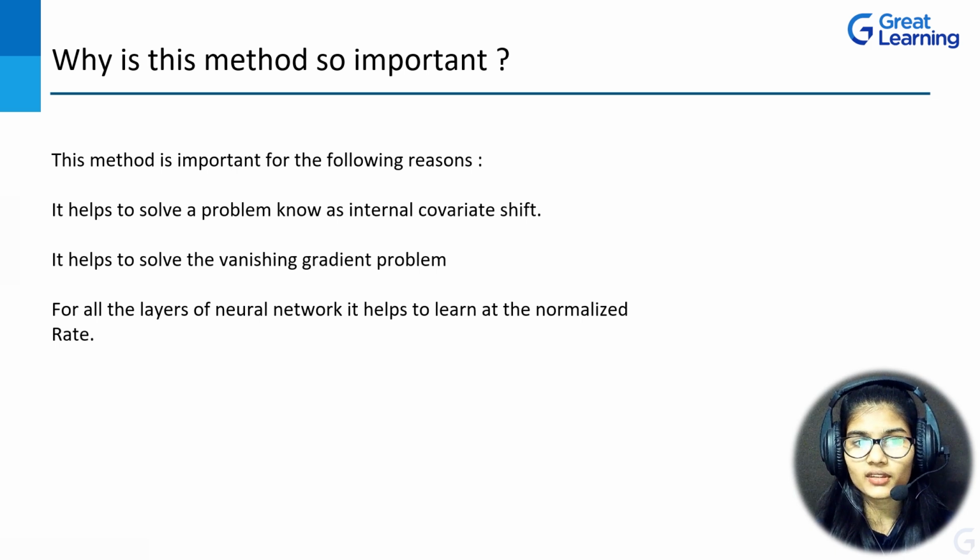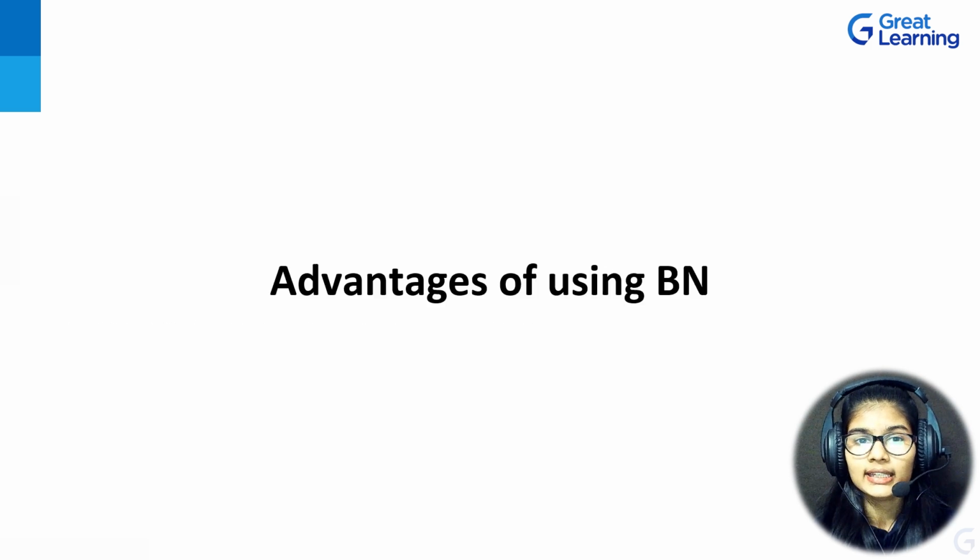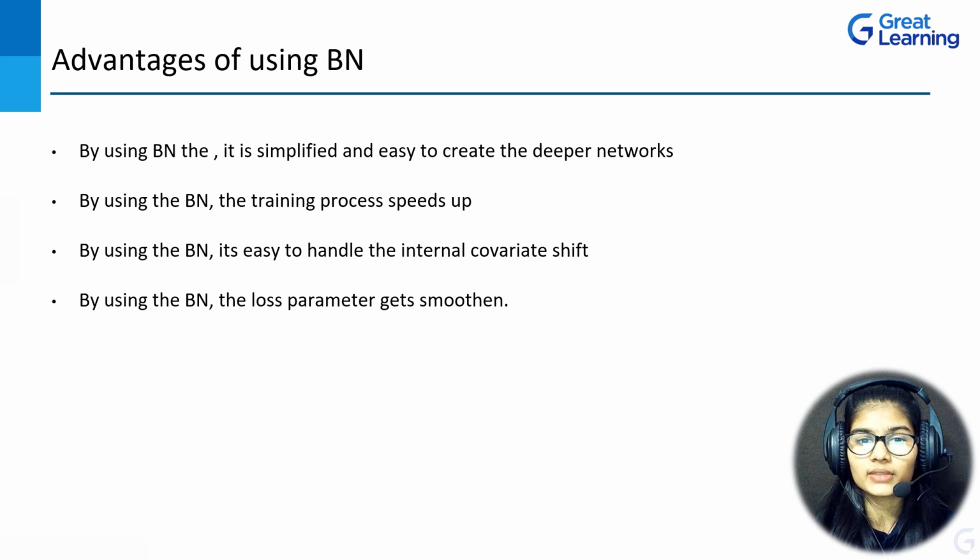There as well, I mentioned that it helps you solve a problem known as internal covariate shift, which is basically a shift in the layers of the neural network. So that's what it is acting on here. It helps us solve this problem. That is why I mentioned that batch normalization is one of the methods, and with its help, it is easy for us to handle the internal covariate shift.